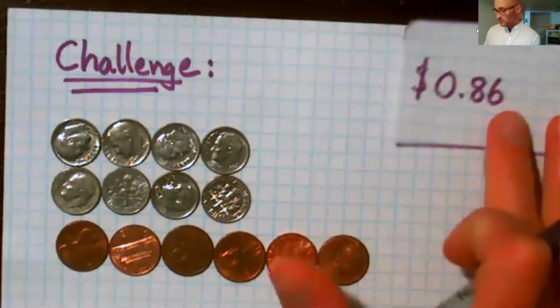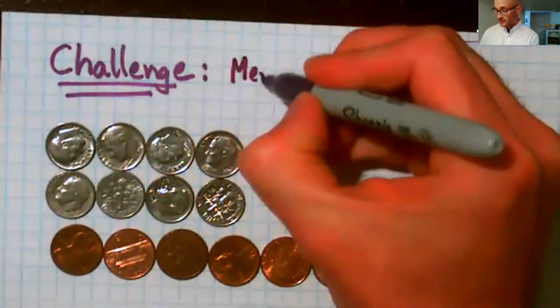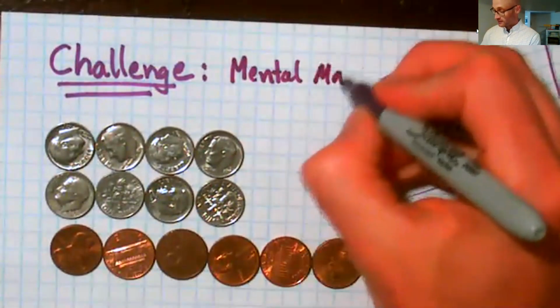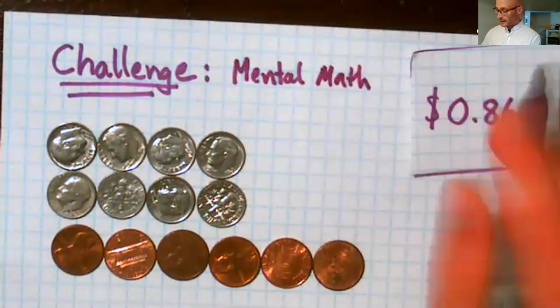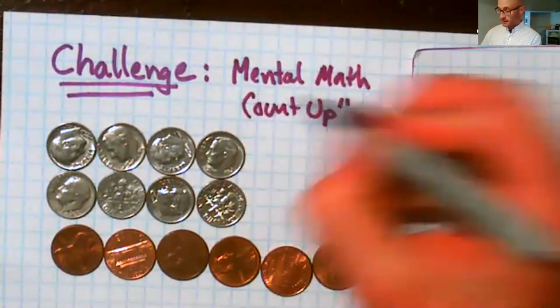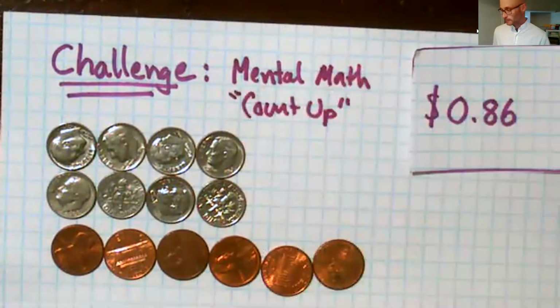And I call this a mental challenge, by using a mental math strategy. It means we're going to try and find the change in our head on this one. It's a mental math challenge, and you're going to use a strategy called count up. That's the name of the strategy that we're going to use today, count up. Let me explain to you how it works.